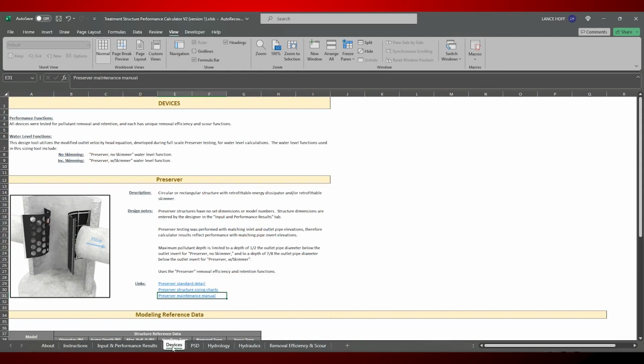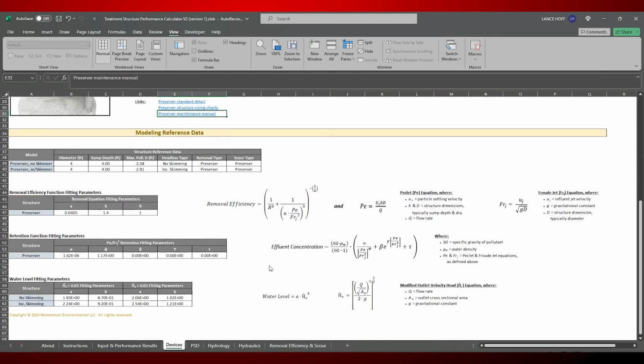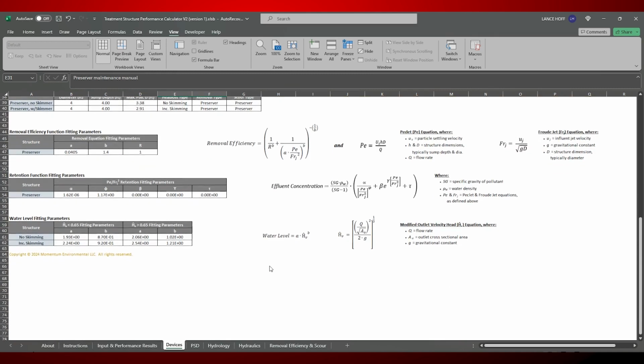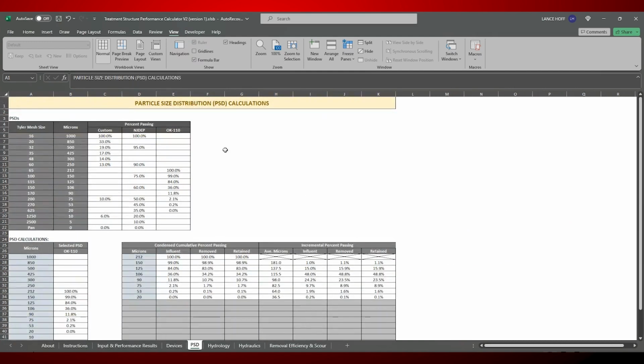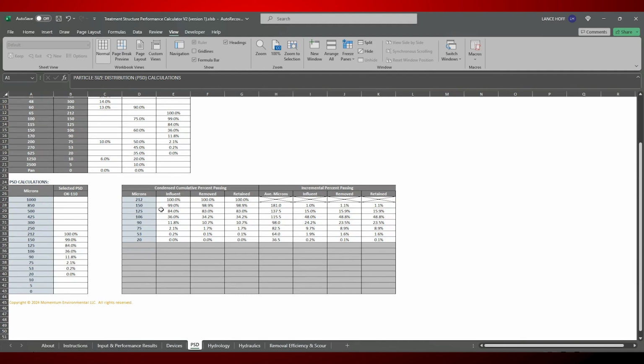The last 5 tabs are the engine of the calculator, including device and particle size distribution reference data, and calculations for hydrology, hydraulics, removal efficiency, and scour performance. Each sheet builds upon the prior sheets, pulling in reference data and prior calculations as necessary. The Devices tab provides some universal information, device-specific overviews and reference information, as well as all performance function formulas and variables. The PSD tab calculates and summarizes the particle size distribution information, including cumulative gradations used to plot results in the user interface, as well as incremental information used for calculations.